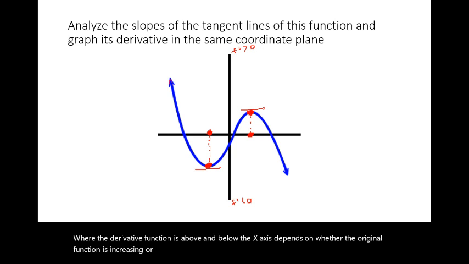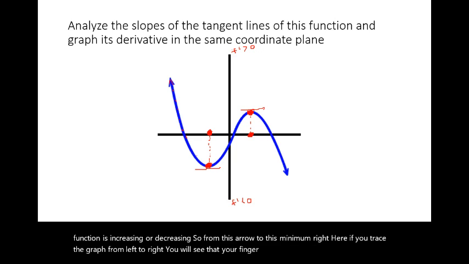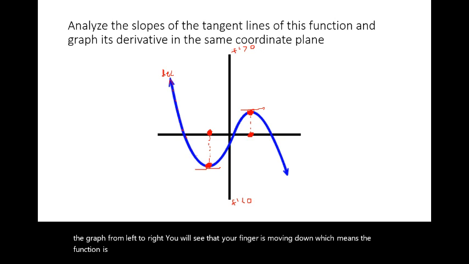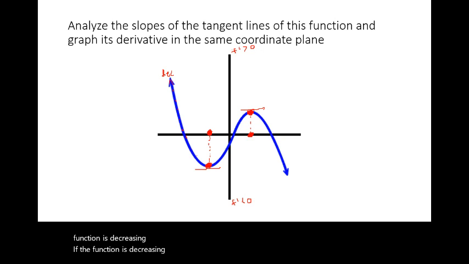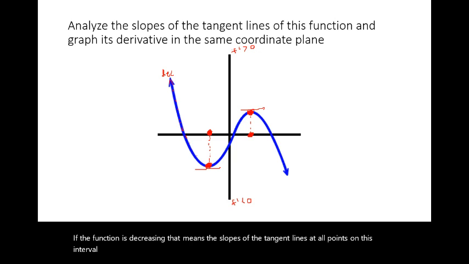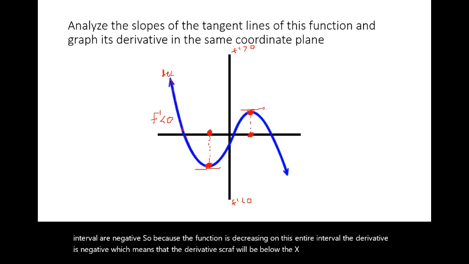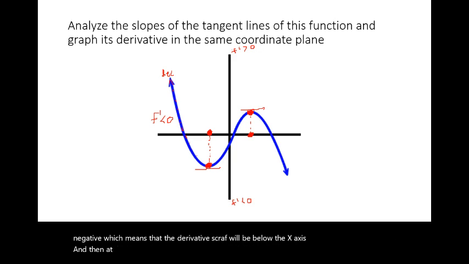So from this arrow to this minimum right here, if you trace the graph from left to right, you will see that your finger is moving down, which means the function is decreasing. If the function is decreasing, that means the slopes of the tangent lines at all points on this interval are negative. So, because the function is decreasing on this entire interval, the derivative is negative, which means that the derivative's graph will be below the x-axis. And then at this point right here, the graph of the derivative touches the x-axis.